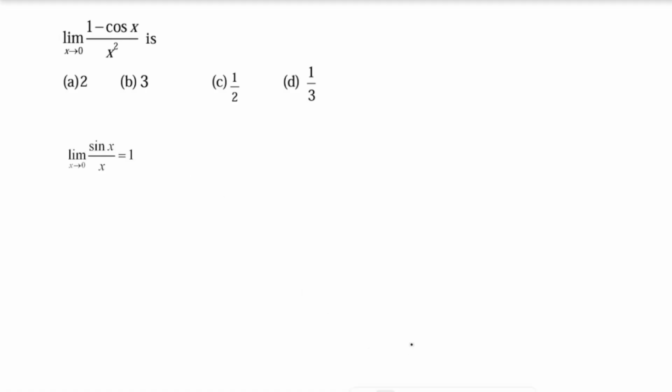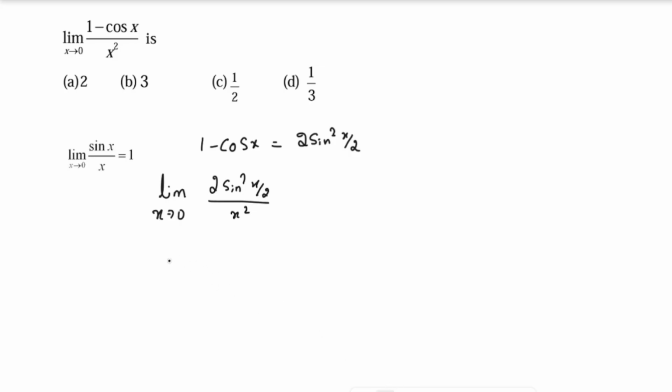Now we'll take the given function: 1 minus cos x. We know that 1 minus cos x is nothing but 2 sine square x by 2. So I will replace 1 minus cos x with 2 sine square x by 2. Limit x tends to 0, 2 sine square x by 2 whole divided by x square.